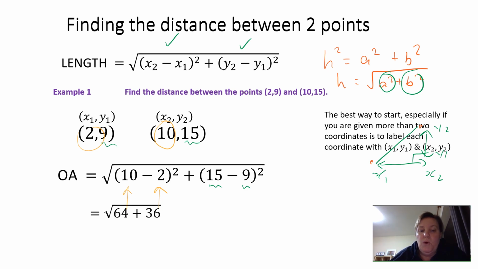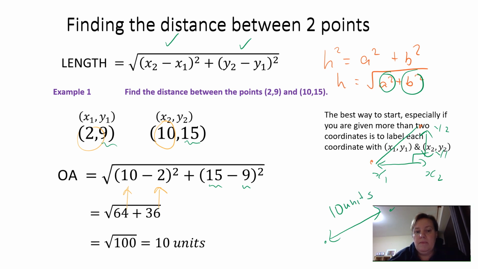I've shown you a little bit of working here. You don't have to show this, but you can if you want. So 10 minus 2 squared is 8 squared, which is 64. 15 minus 9 is 6. 6 squared is 36. Interestingly, that equals 100. I'm going to root that down, and I'm going to get 10 units. So that is saying if you have these 2 points, and you said how far is it between those 2 points, it's actually 10 units. Okay? You've done this before. The big key here is to label it.